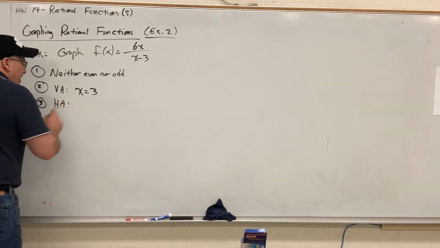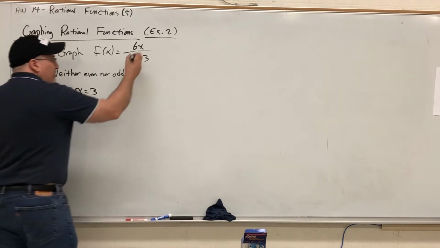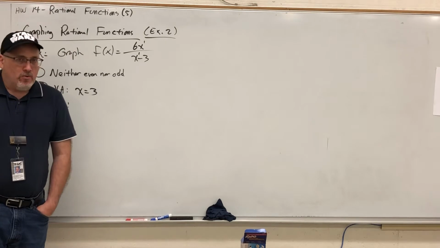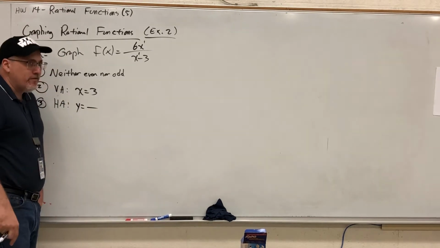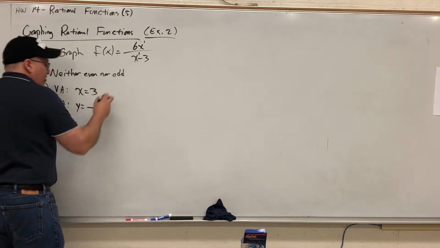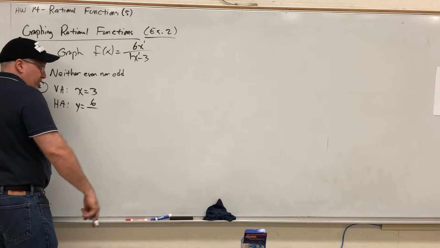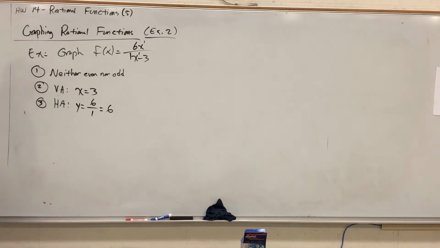For the horizontal asymptote, we compare the degrees. As I already mentioned, both sides of these have degree 1. And when the degrees match, the horizontal asymptote is y equals the ratio of the leading coefficients. The leading coefficient on the top is 6. The leading coefficient on the front of the denominator is 1. So we have a horizontal asymptote of y equals 6. So pretty straightforward.